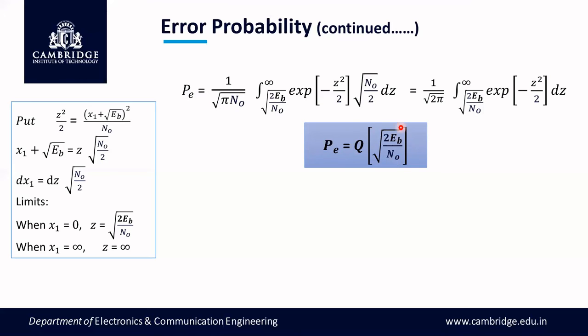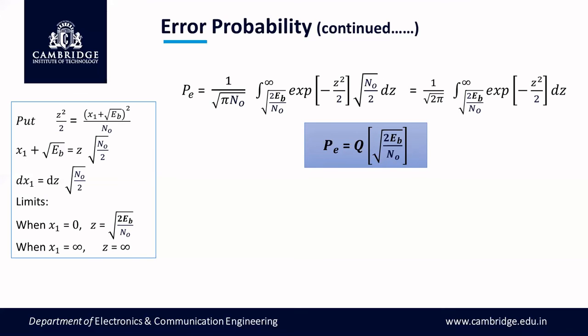The value of this Q function can be found from the table available in the literature. If you refer to any digital communication book, or if you Google it, you will get a Q function table. From the table, you can find this integral value. For that, you should know EB by n naught. If you substitute EB and n naught values here, you will get some value. This value should be taken as x. Then Q of x can be found from the table.